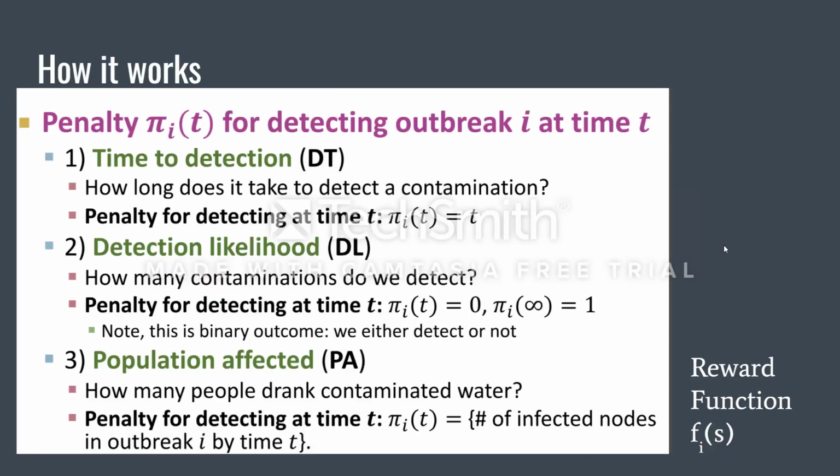The penalty π(t) for detecting outbreak i at time t can be the time to detection, likelihood, or population affected. The reward function f(s) for sensor placement s is defined in terms of penalty reduction, and these are the three different cases: time to detection, detection likelihood, and population affected.